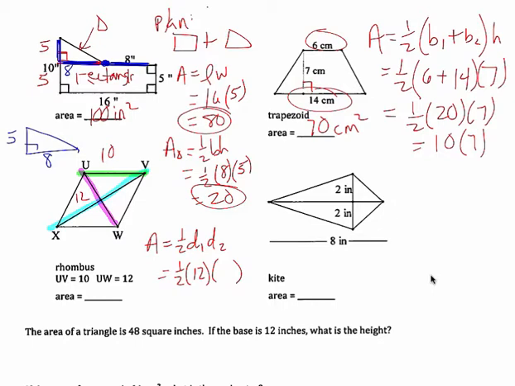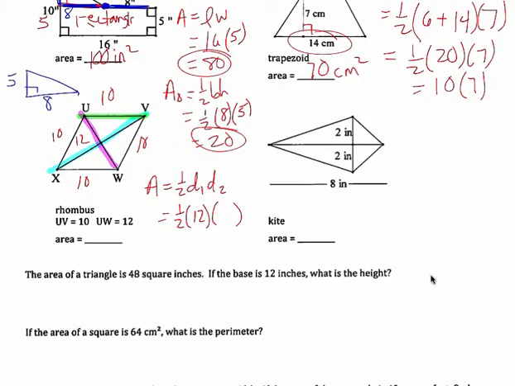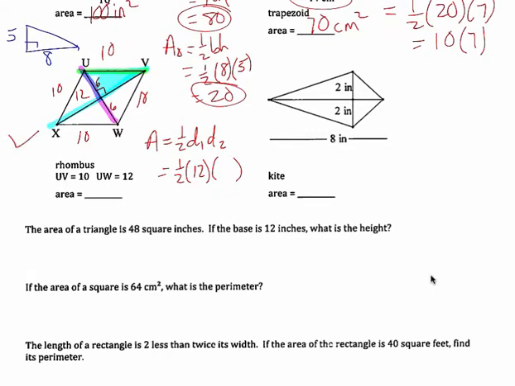If UV is 10, that means all the sides are 10 because in a rhombus they're all the same. And if UW is 12, that diagonal gets bisected into a piece of 6 and 6. And one of the properties of a rhombus is that the diagonals are perpendicular. So what I'm going to focus on is this triangle right here. Let me sketch it over here. That triangle is a right triangle with a hypotenuse of 10 and a base of 6.